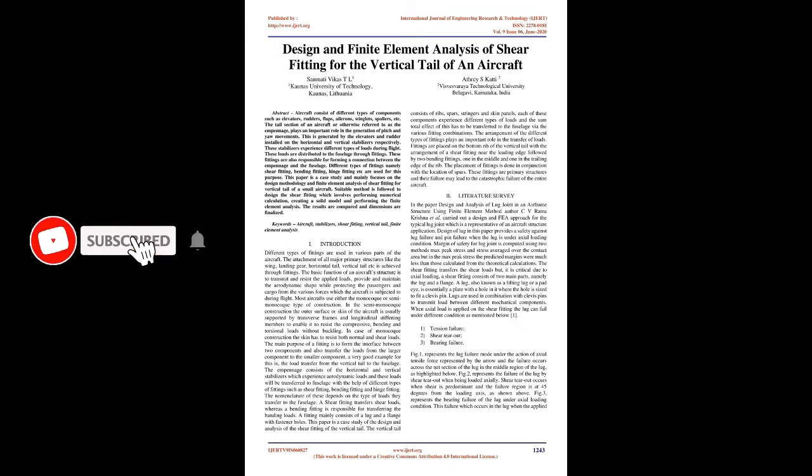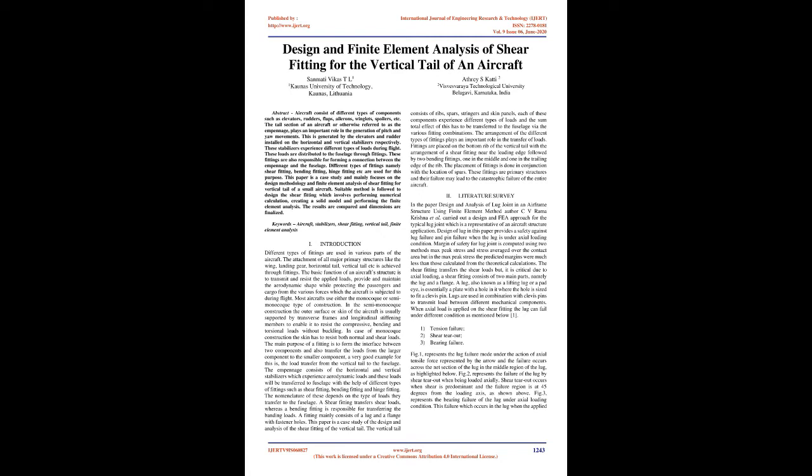Introduction. Different types of fittings are used in various parts of the aircraft. The attachment of all major primary structures like the wing, landing gear, horizontal tail, vertical tail, etc. is achieved through fittings. The basic function of an aircraft's structure is to transmit and resist the applied loads, and provide and maintain the aerodynamic shape while protecting the passengers and cargo from the various forces which the aircraft is subjected to during flight.